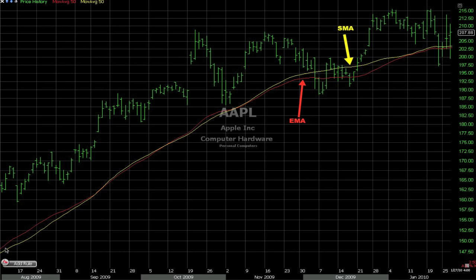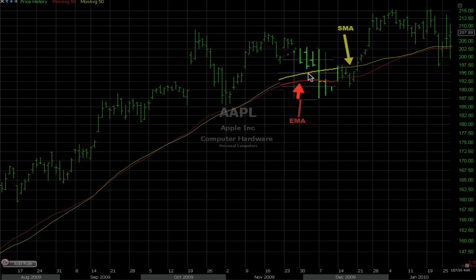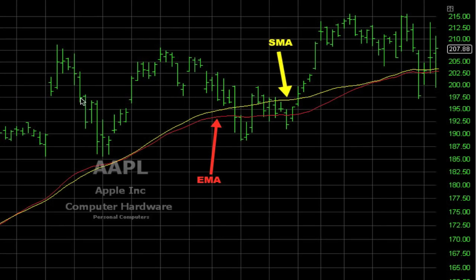MAs smooth out the data, making it easier to spot the trend. Here you see the MA is upsloping, so the trend is up all the way. But without the MA, it could have been difficult to see that the trend stayed up during this time here where the price trades a little bit sideways.